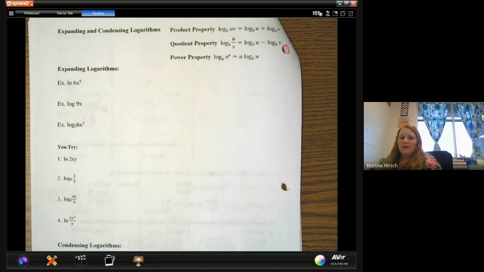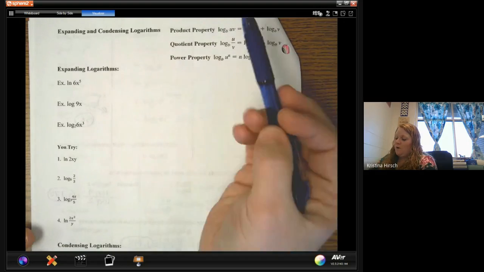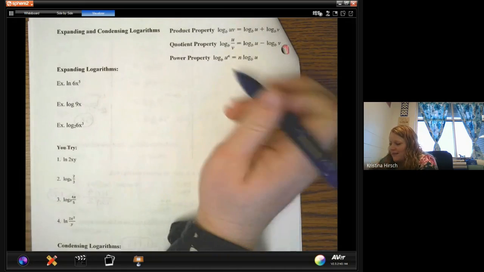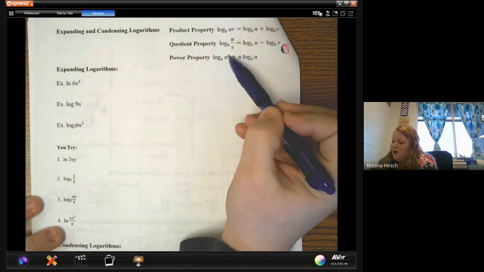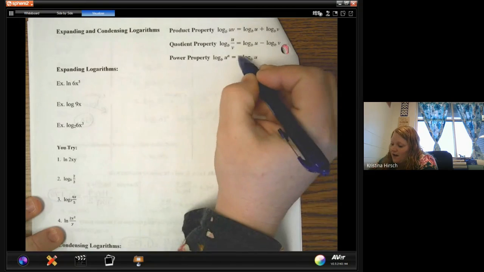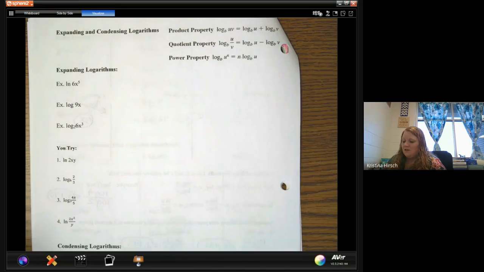The one that's going to be a little bit different is this power property. All right. So when you had a power to a power before, what did we do to our exponents? Well, we multiplied them. So this is similarly going to be kind of like that. All right. So here, if you have an exponent, it basically moves to the front and it gets multiplied to whatever that log is. All right, so let's look at some examples because I think that'll make a little bit more sense.